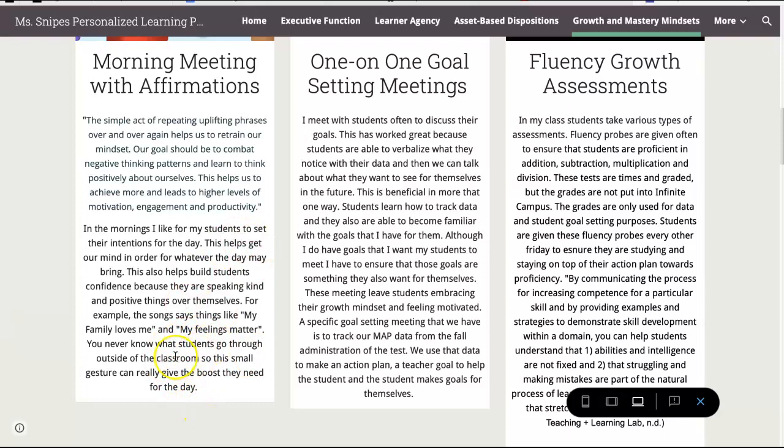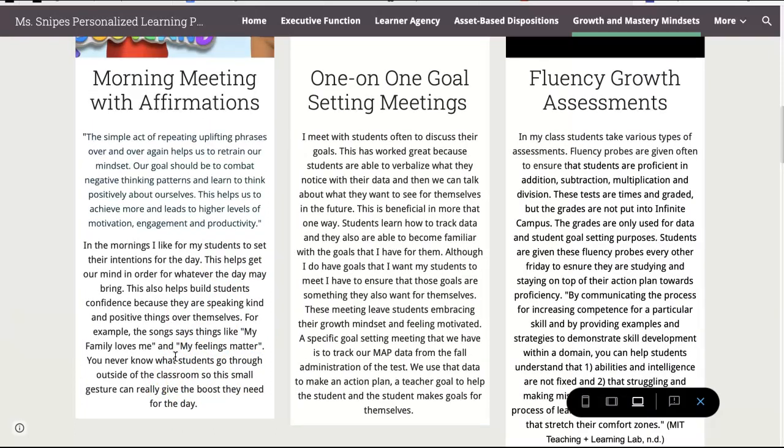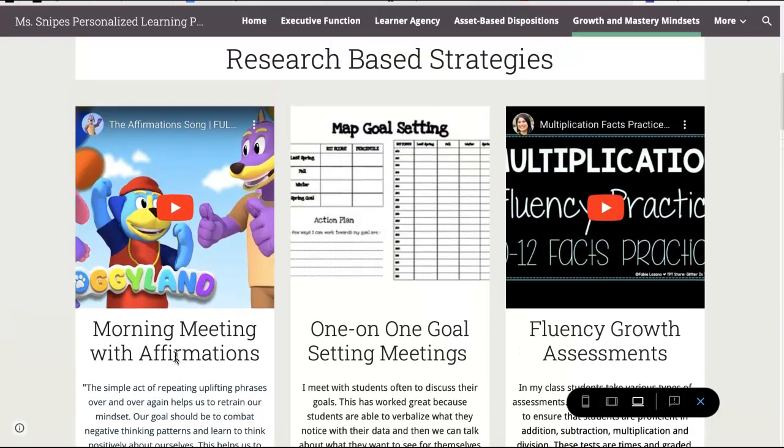This is really important in my classroom because you never know what students are going through outside of the classroom, so this small gesture can really give them a great boost for the day.